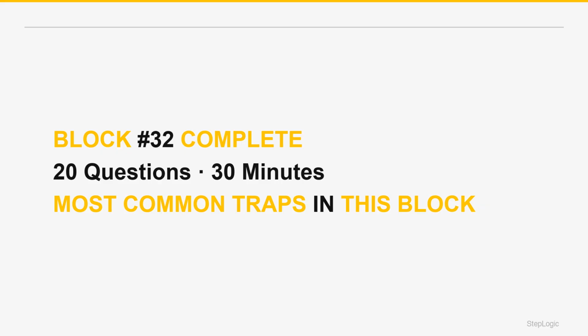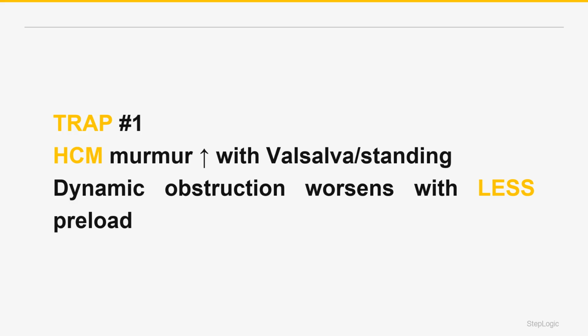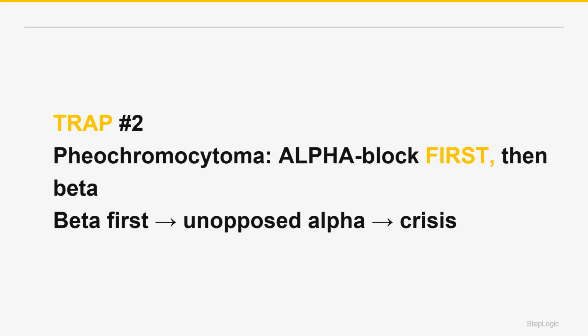Block 32 is done. Let's review the 5 biggest traps from this block. Trap 1. Hypertrophic cardiomyopathy is the murmur that gets louder with Valsalva and standing, because less preload means more outflow obstruction. That's the opposite of almost every other murmur, and the classic young athlete sudden death lesion. Trap 2. Never beta block a pheochromocytoma first. Block alpha first with phenoxybenzamine, then add the beta blocker. Beta first leaves alpha vasoconstriction unopposed and triggers a hypertensive crisis.